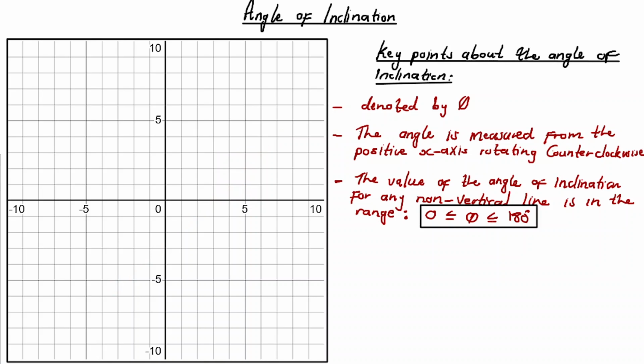There's also another line that is slanted like this, where you have a gradient that is less than 0, meaning that the gradient is negative for a line that looks like this. But the point to make here is that the angle of inclination will always be measured from the positive x-axis rotating counterclockwise.